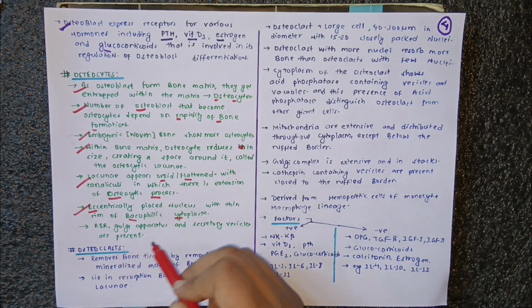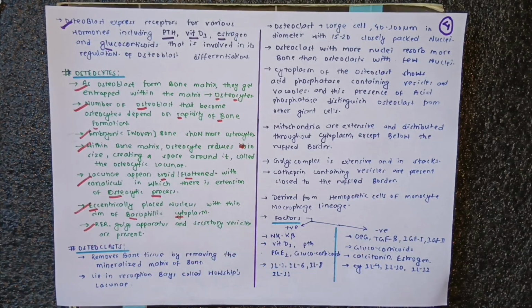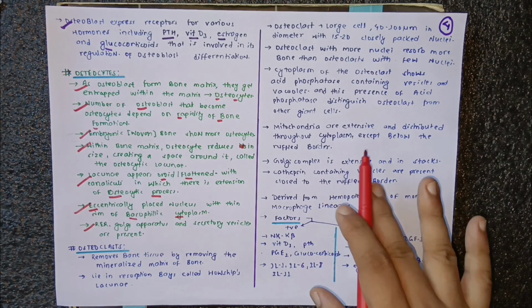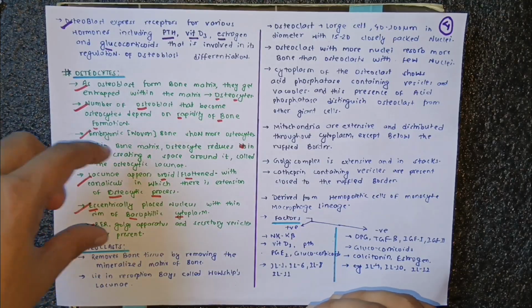After that, RER, Golgi apparatus, and secretory vesicles are also present in this osteocyte. So this is just an overview of the osteocyte.